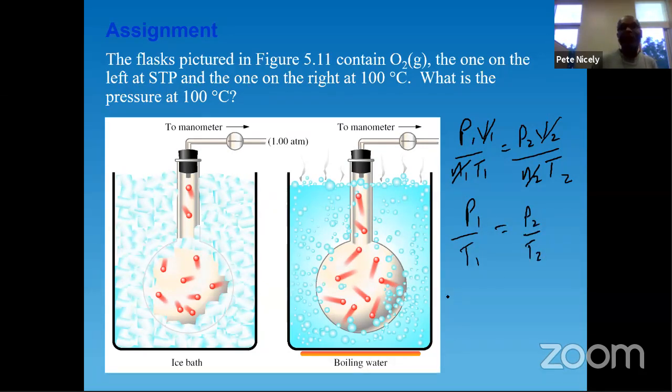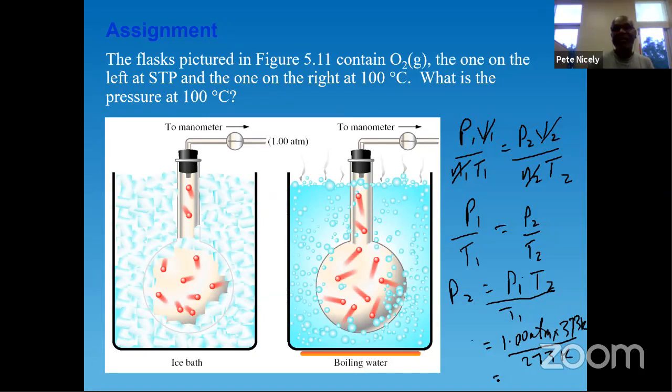So the question now is asking for P2. So P2 would be equal to P1 T2 over T1. And then I'll just put the numbers in. So P1 is STP, which is 1.00 atmospheres times T2. Now T2 is 100 degrees Celsius, which we have to convert to Kelvin, which would be 373 Kelvin, all divided by T1, which is 273 Kelvin.